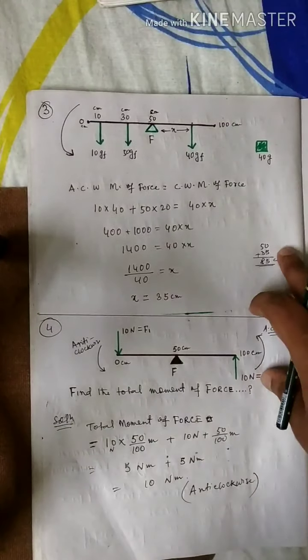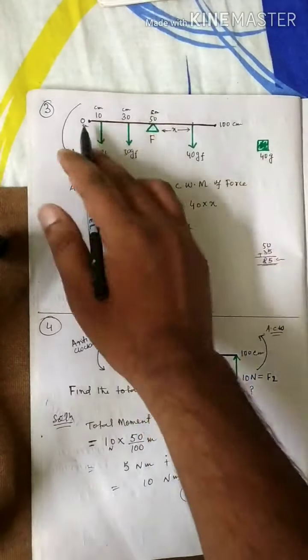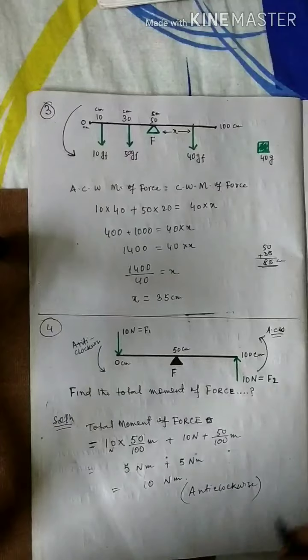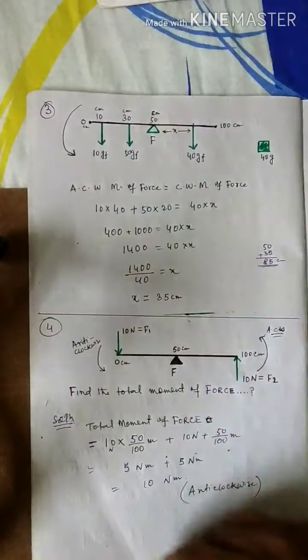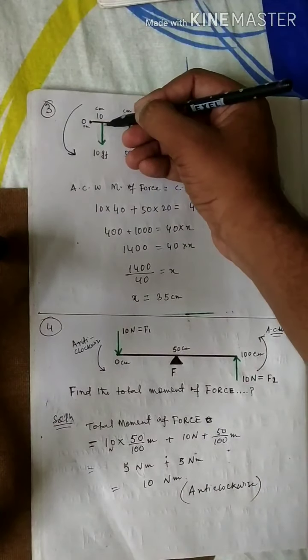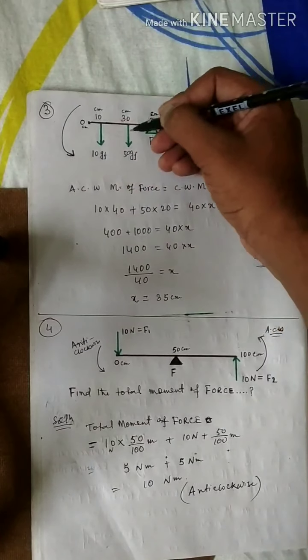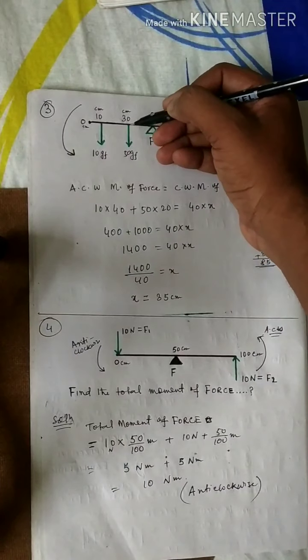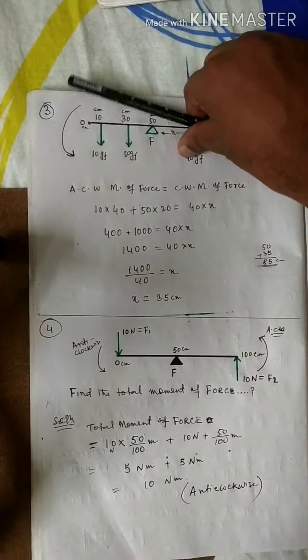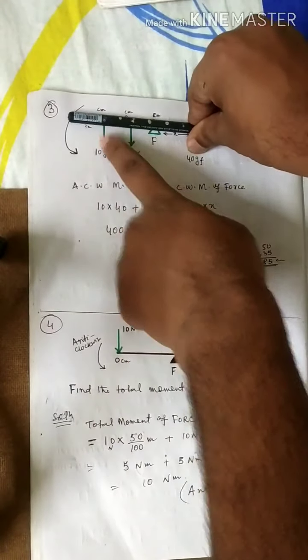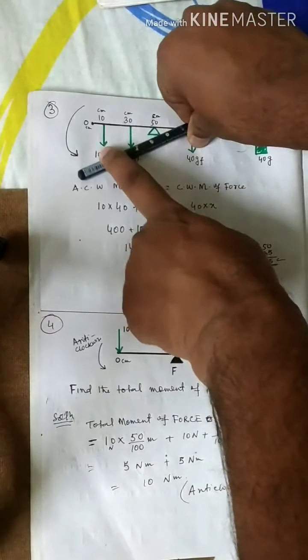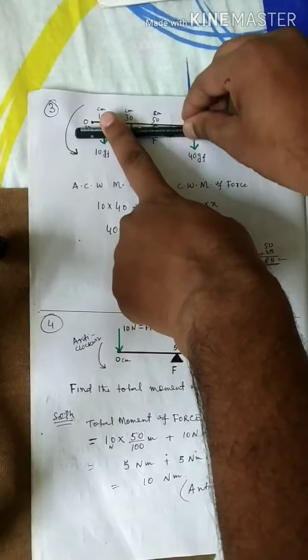Here in the third question, same scale. Here mark is 0, here 100 centimeter, 0 to 100. Now one load is fixed at 10 centimeter, another load is fixed at 30 centimeter. Then what happened? If you put loads here at 10 centimeter and 30 centimeter, then this will rotate like this.